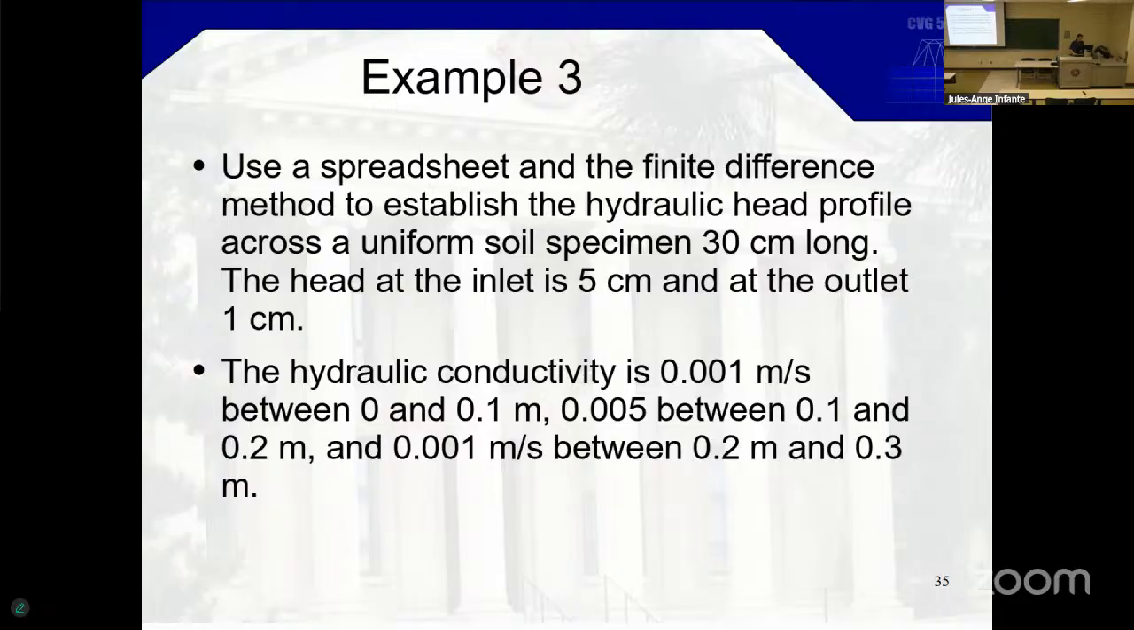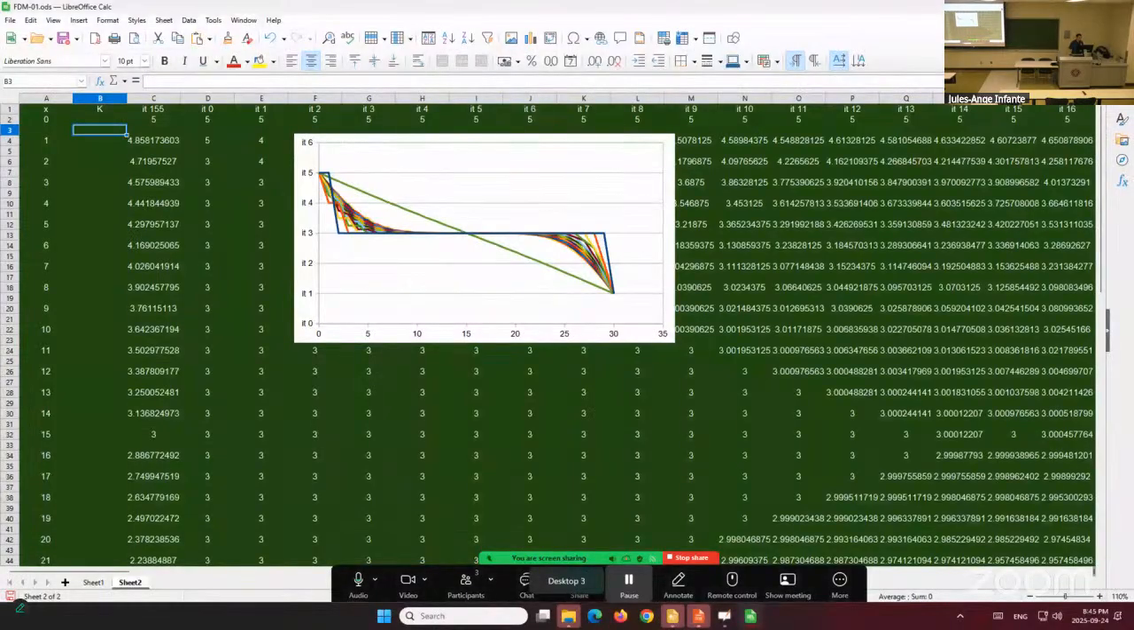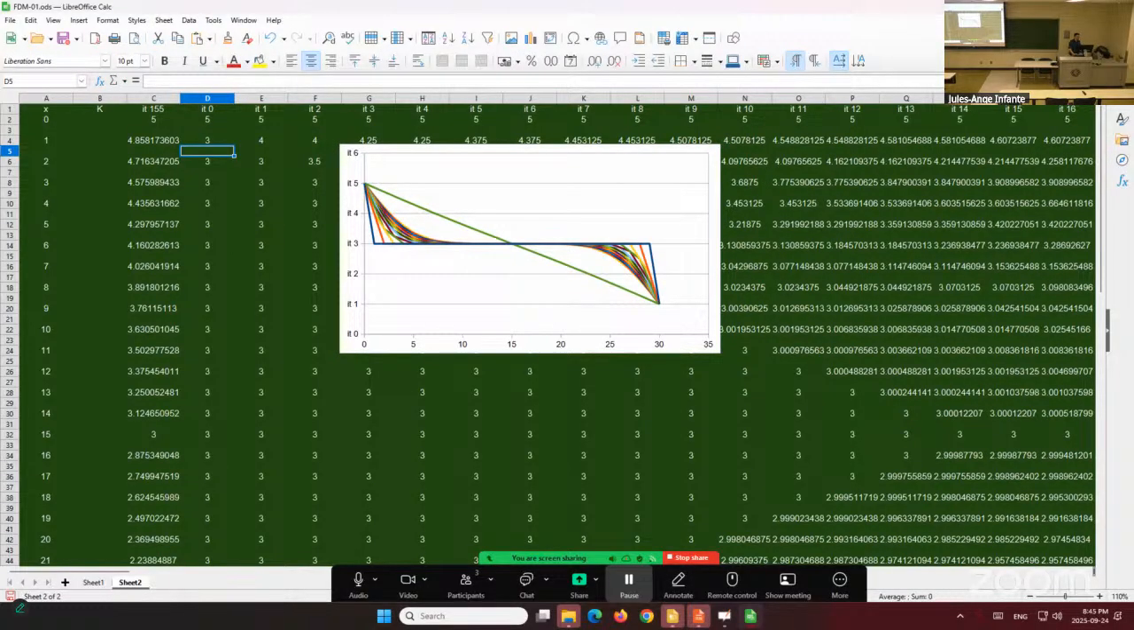So let's see how that looks when we try to solve for it. Fine. So that was the original solution when we had a constant value. So let's see what it looks like when we have a hydraulic conductivity that changes.